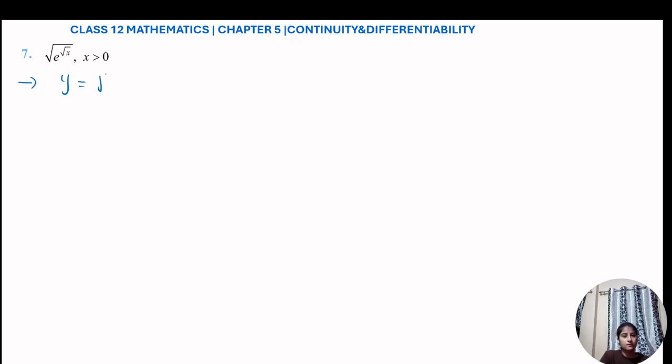So y equals root of e raised to root x. We are given that x is greater than 0, so this whole thing is properly defined. Now what we have to do is find our dy by dx. That's what we have to find.